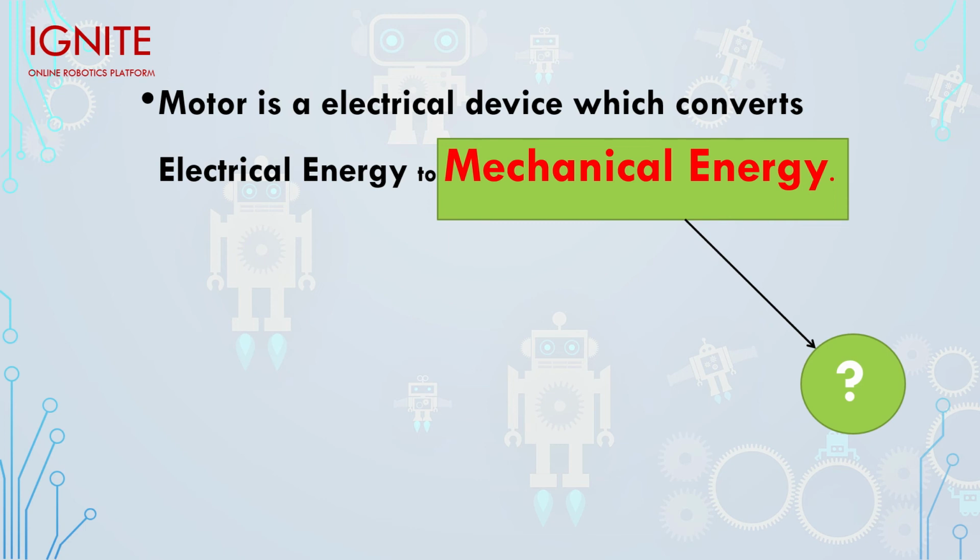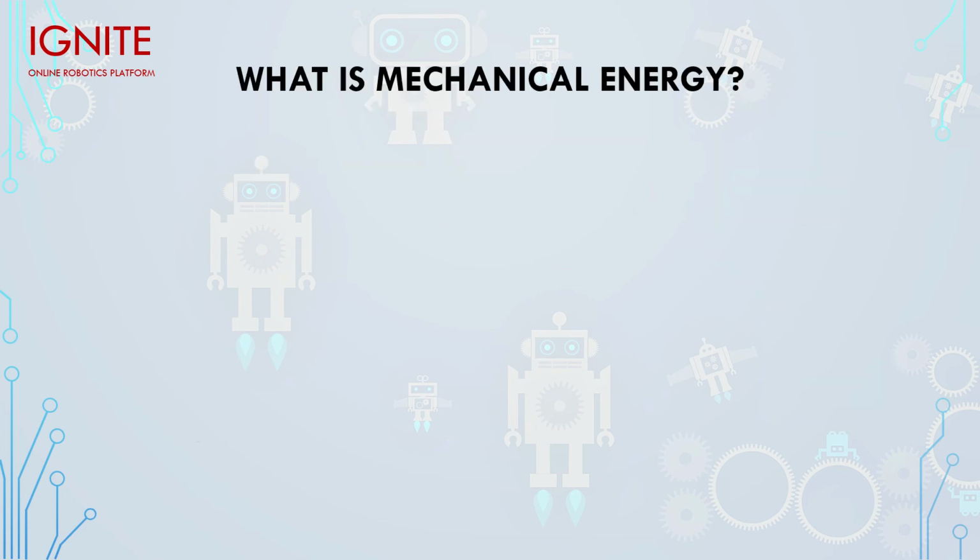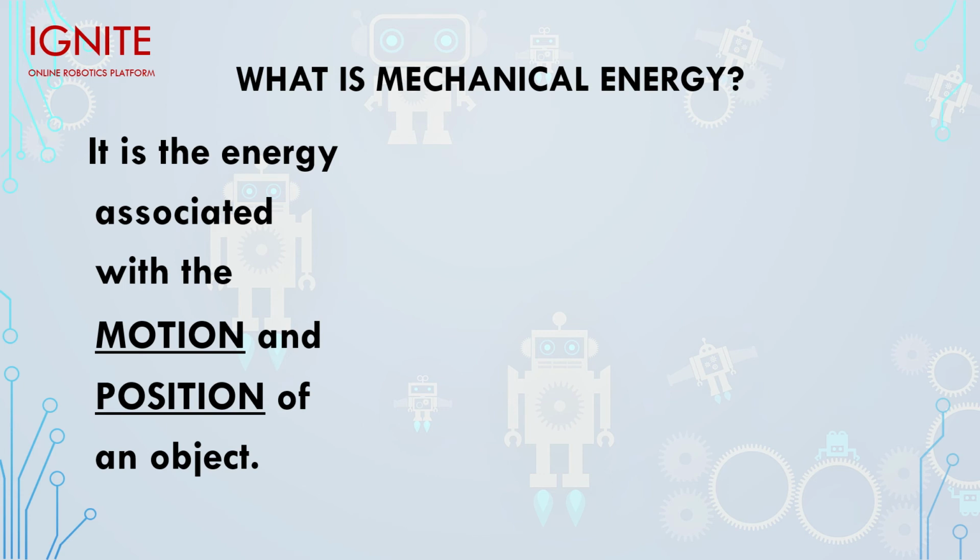We understand about the energy, we understand about the electrical energy. Now we'll go for the mechanical energy. So what is mechanical energy? It is the energy associated with the motion and position of an object. Like electrical energy is the energy available in the electron, here energy is available in the motion and position of an object.